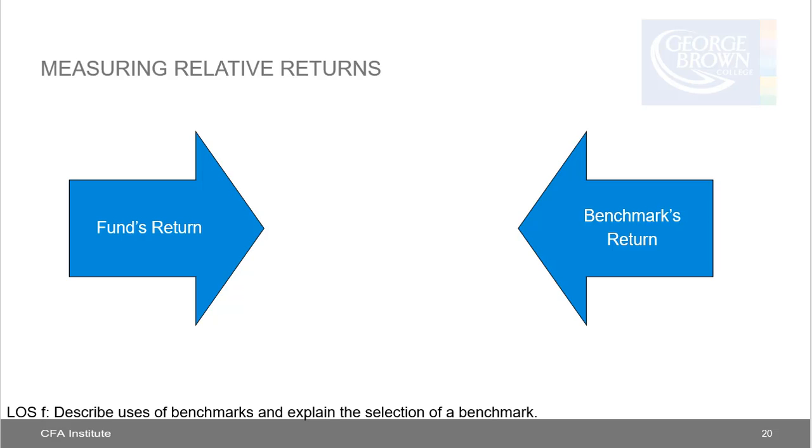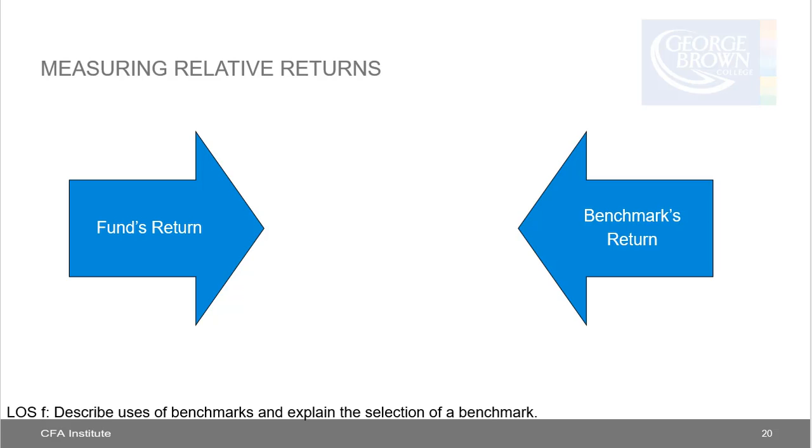The calculation of a reward-to-risk ratio, such as a Sharpe ratio, allows investors to compare the performance of one investment fund with that of another. Many investors also want to compare the performance of their fund or portfolio with that of a financial market benchmark, such as a stock index.